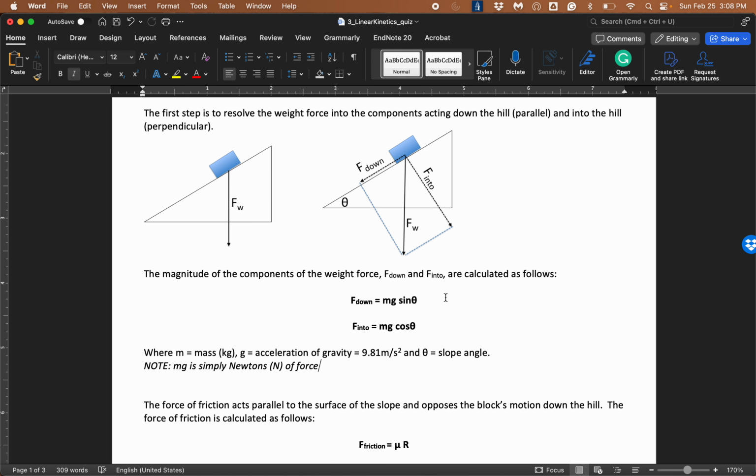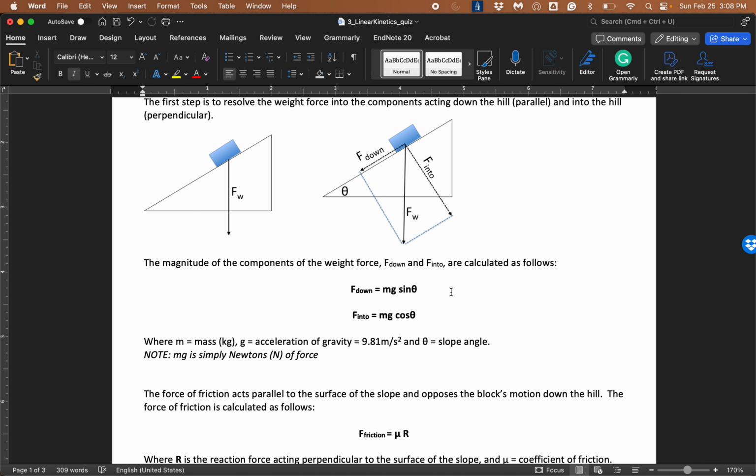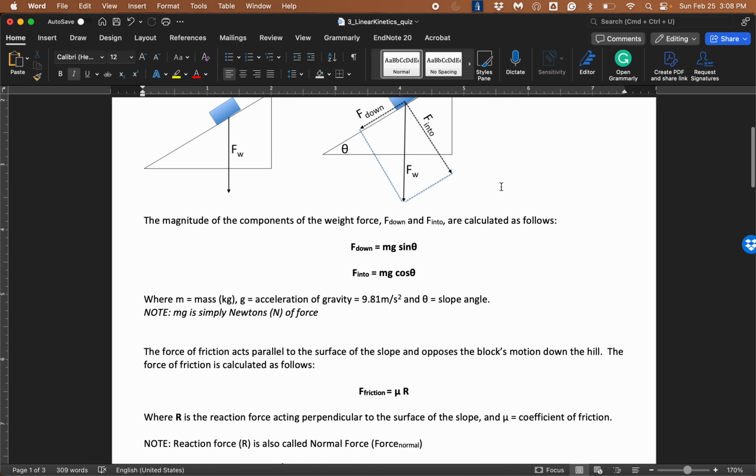How can we resolve those specific vector components? We just use our basic trig relationships. The parallel or down force is mass times gravity times sine of the angle, and the perpendicular or into force is mass times gravity times cosine of the angle. Note that mass times gravity is simply newtons. If this was a human standing on a slope and you know how much the person weighed, you could calculate the newtons of the person, and then calculate these vector components.